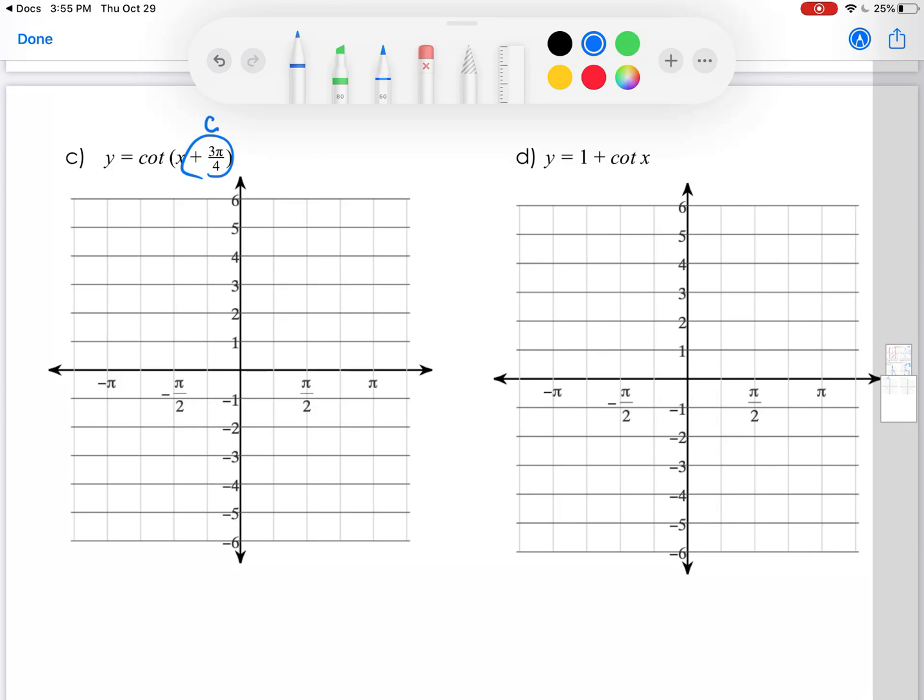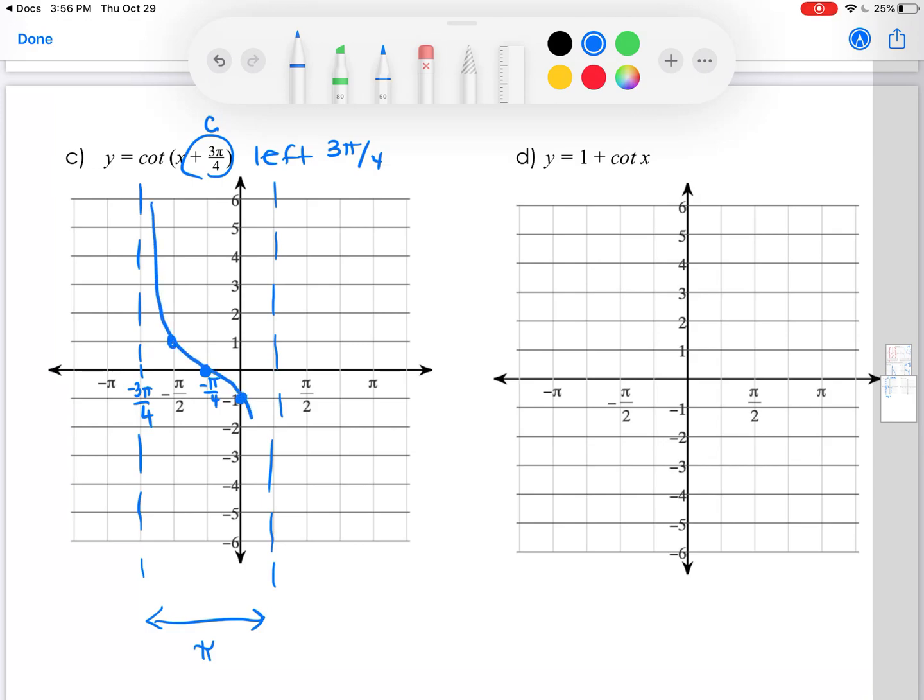For c, we have a number on the inside that is our c, and it is going to change our left to right. So in this case, because it's a plus sign, that means we are moving left 3 pi over 4. So my asymptote that should have been at the origin is now going to be at negative 3 pi over 4. These are counting by pi over 4, so we have negative pi over 4 here, negative 3 pi over 4 here. The one that should have been at pi is going to be over at 1, 2, 3. And if we notice, we still have a period of pi, which is exactly what we're looking for. Halfway between should be a point, and then halfway between we have 1 and negative 1.